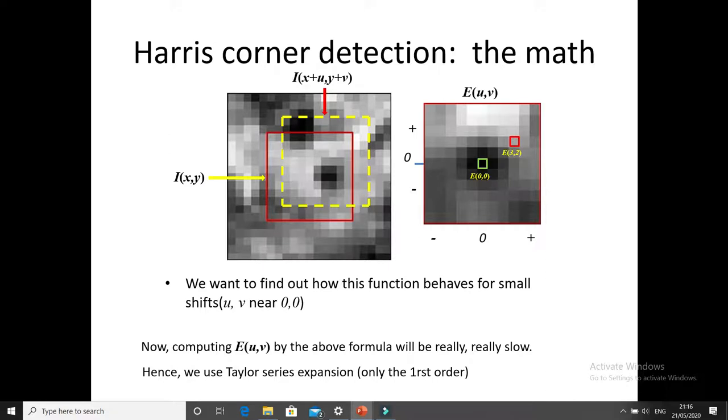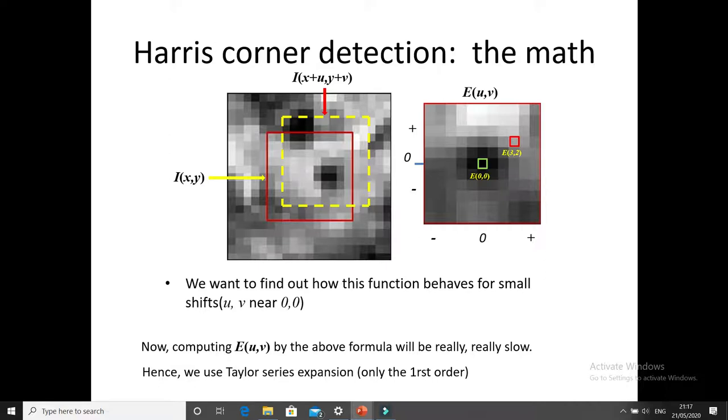When the red window and this yellow window are taken in the same place, then both of them will be the same images. So if we take the difference, the error will be 0. That means we can see here E(0,0) is black, which represents that the error value, or the difference, is 0.